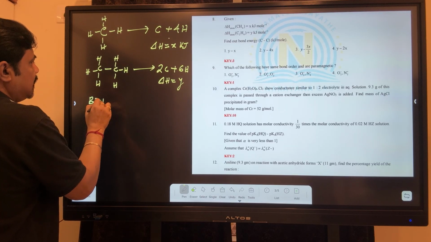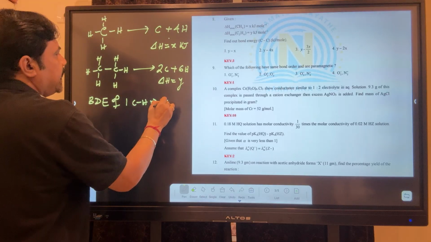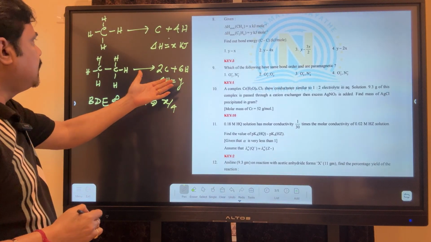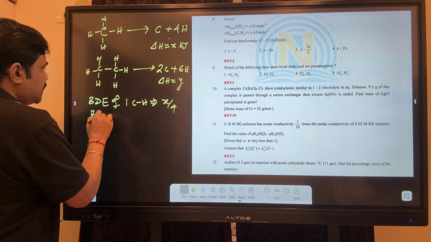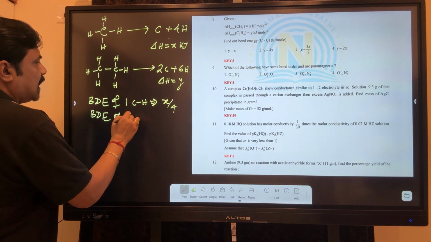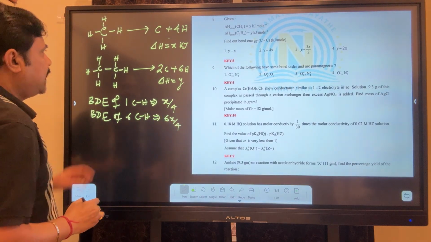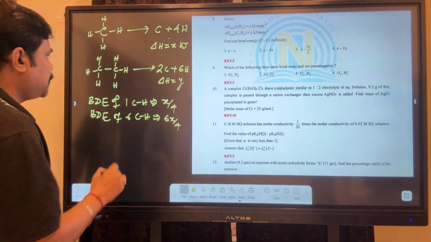bond dissociation energy of 1 carbon-hydrogen equals X by 4. Now here the total energy requirement is Y. Among that, 6 carbon-hydrogen bonds are there, so the bond dissociation energy of 6 carbon-hydrogen bonds will be equal to 6X by 4. Here the total energy requirement is Y. They are asking the carbon-carbon bond dissociation energy.